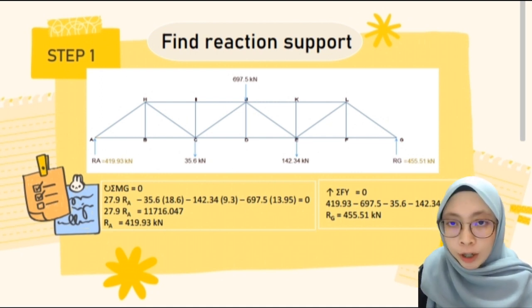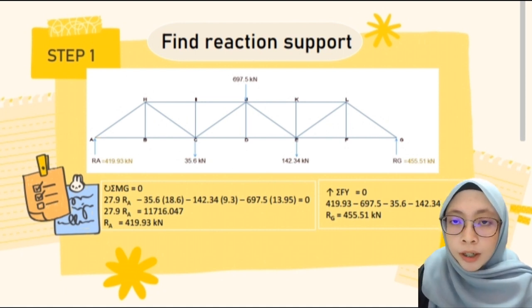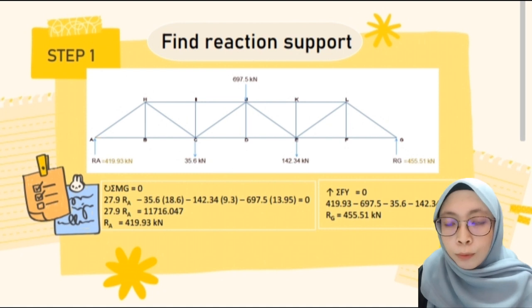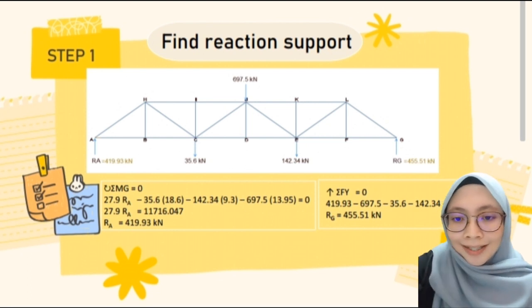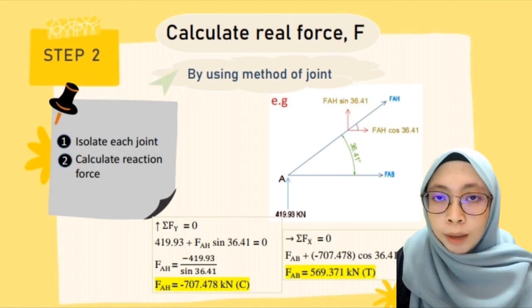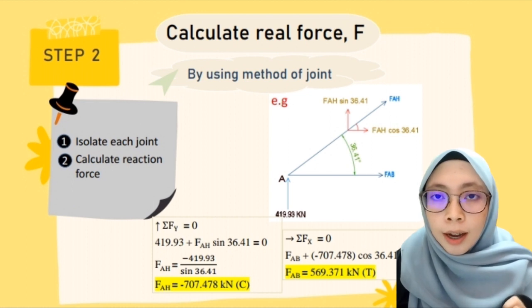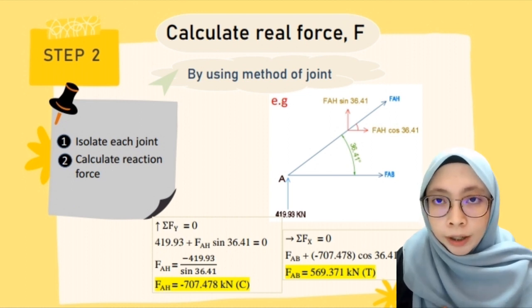Next, we do the first step of the calculation, which is finding the reaction supports. By using the equation summation of M_G equal to 0, we get the value of R_A equal to 419.93 kilonewton, and by using summation of F_y equal to 0, we get the value of R_G equal to 455.51 kilonewton.